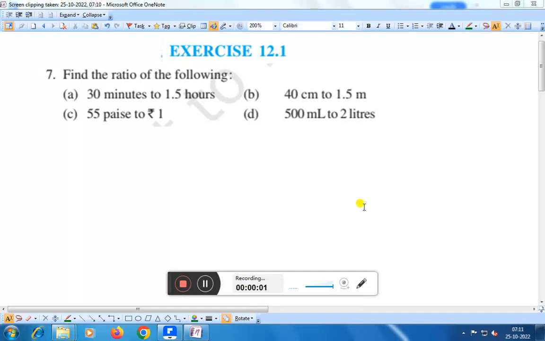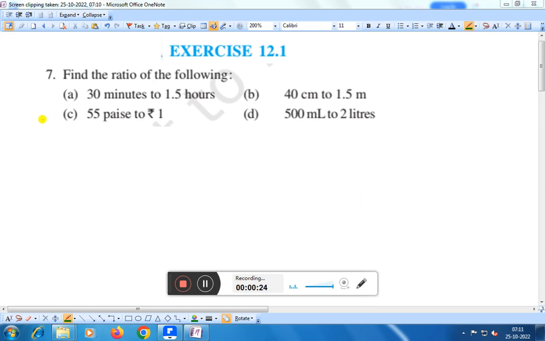Hello everyone. Today we shall discuss exercise 12.1 question number 7. Find the ratio of the following: A, 30 minutes to 1.5 hours; B, 40 centimeter to 1.5 meter; C, 55 paise to rupee 1; and D, 500 milliliter to 2 liters.